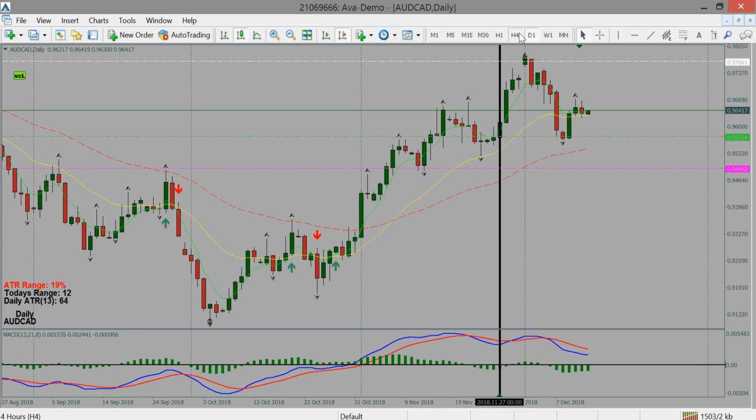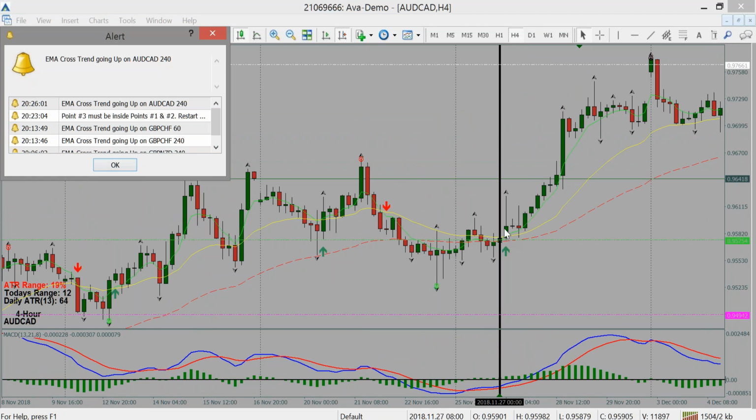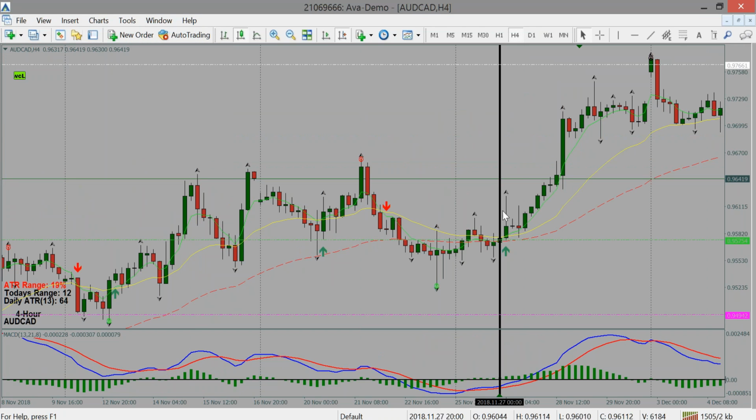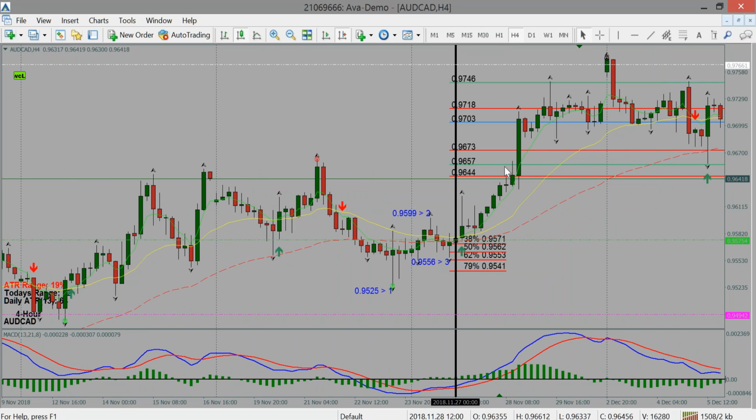Drop down to the 4 hour, 1, 2, 3. All right, here's your cross. Look, here's your cross right here. Here's your play right here. Here's your 1. Here's your 2. Here's your 3. Right? Here's your target. Boom, goes right up. There's your target, 1, 2, 3. And it continued going right up and hit every one of them. All right.